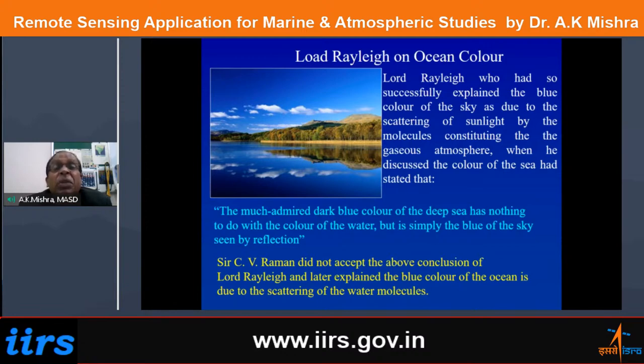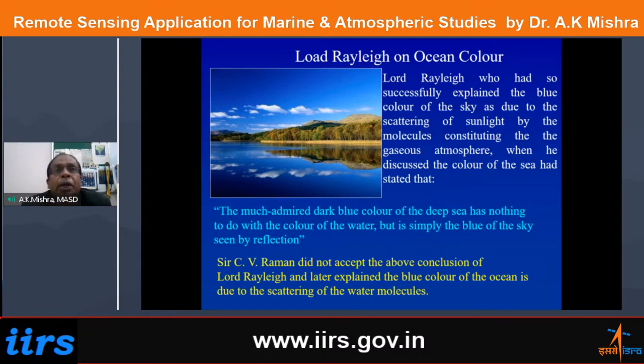So coming to the study of color of the ocean, first Lord Rayleigh explained the blue color of the sky, it is due to the molecular scattering. So the air molecules will scatter blue light more compared to other wavelengths, that is green and red. As you know, the sunlight is comprised of 7 colors in the visual wavelength range. So blue light is scattered more, and that's why we are seeing the blue color of the sky.